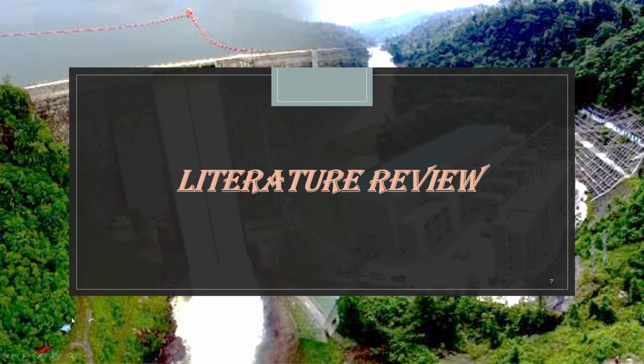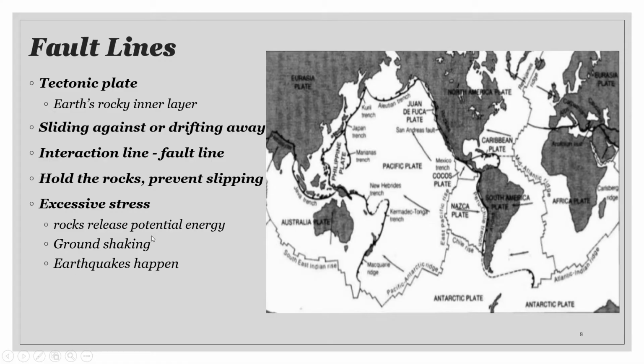In the literature review, first, we look through the forming of fault lines. In the earth's crust, there is a component called the tectonic plate, which is also known as the earth's rocky outer layer. Normally, the tectonic plates are sliding against or drifting away from each other. When they are sliding against each other, there will be an interaction line called the fault line. The fault lines hold the rocks and prevent them from slipping. However, when excessive stress acts on the ground, the rock releases its potential energy and starts to collapse. The ground starts to shake and the earthquake happens.